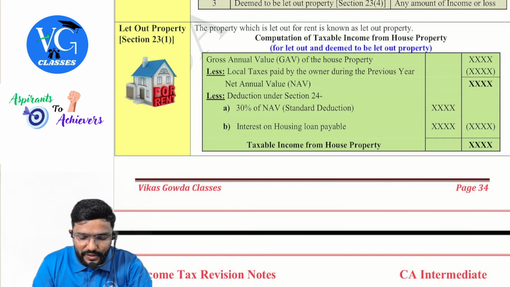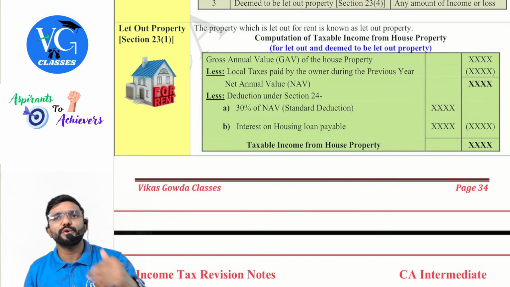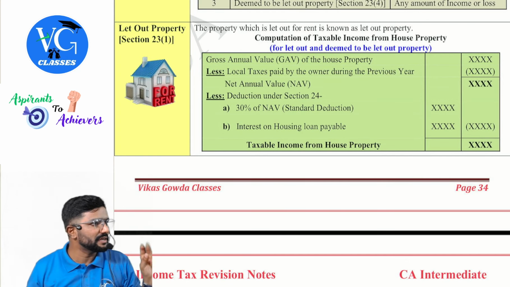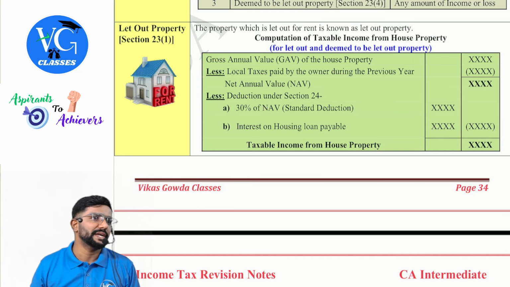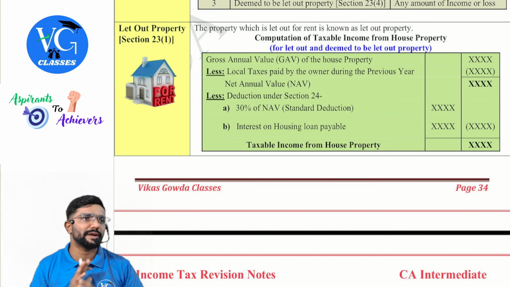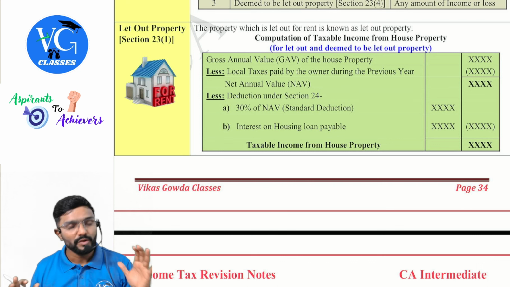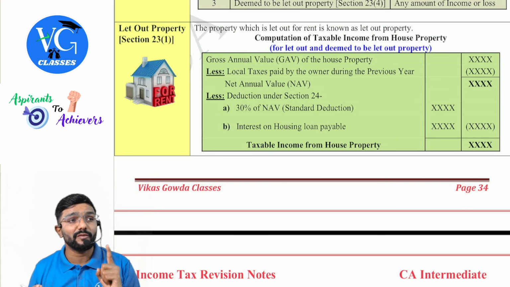We have to start with gross annual value. How do we derive gross annual value? We will learn later. That is the starting point for us to compute the income under the head house property, and you have to stick to this format, with no interchange of position. They are not starting with the value called rent. They are starting with what? Gross annual value.